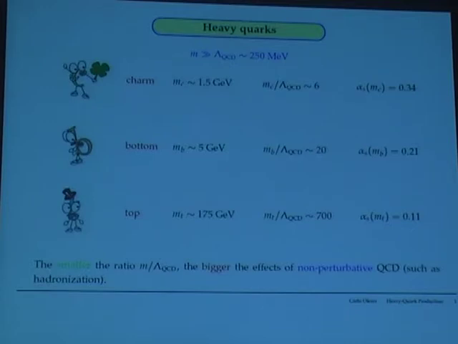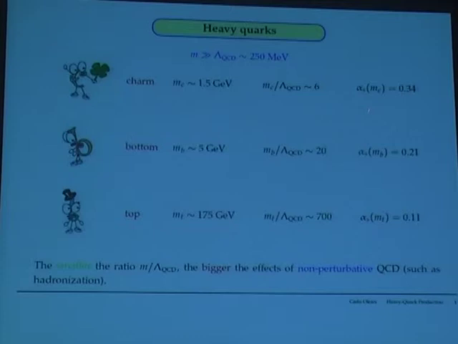You see that the mass gets heavier and heavier as you move down in this column. At the same time, the mass over lambda QCD gets bigger and bigger. This means that you are getting further and further away from the non-perturbative regime, because you are getting away from lambda QCD, where you don't know how to deal with QCD and you don't know how to compute it. So you expect that things go better and better as you go to higher mass. And finally, even the value of alpha strong gets smaller and smaller, so your perturbative expansion gets more and more perturbative. You can trust it a little better because the expansion parameter gets smaller and smaller.